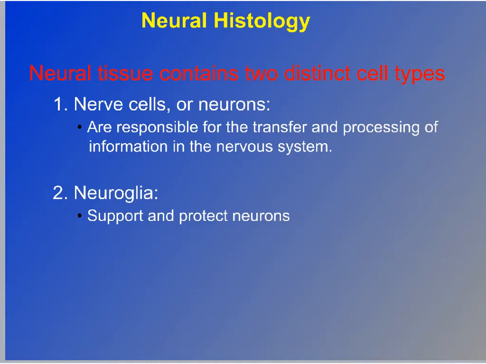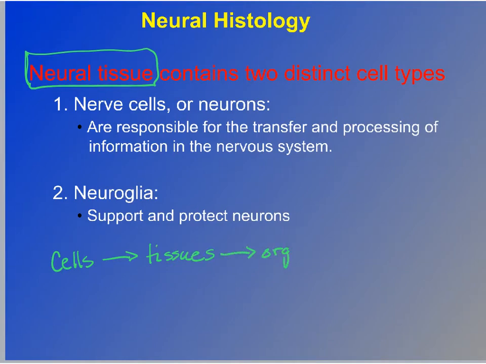Now let's move into understanding neural tissue. And neural tissue is the fourth and final tissue in the human body that we're going to be learning about. So let's think about the hierarchy of organization, how organisms are put together here. You know that cells come together to make tissues. Tissues come together to make organs. And organs come together to make organ systems. So we're going to be learning about neural tissue. We are right here in the levels of organization, and we're going to learn about the cells that make up nervous tissue.